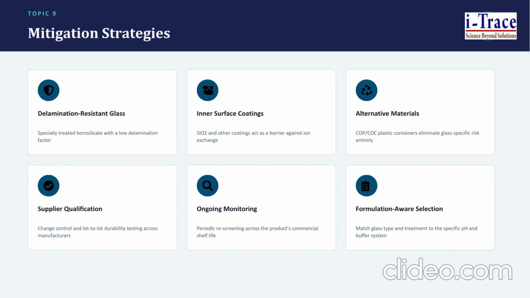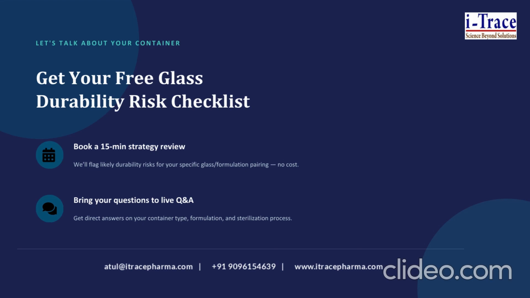On the process side, rigorous supplier qualification with real change control and lot-to-lot durability testing, ongoing monitoring through periodic rescreening across your product's commercial shelf life, not just at launch, and formulation-aware container selection, where the glass type and treatment are matched deliberately to your specific buffer system rather than chosen by default. None of these is a silver bullet on its own. The programs that stay out of recall territory typically combine at least 2 or 3 of these strategies.